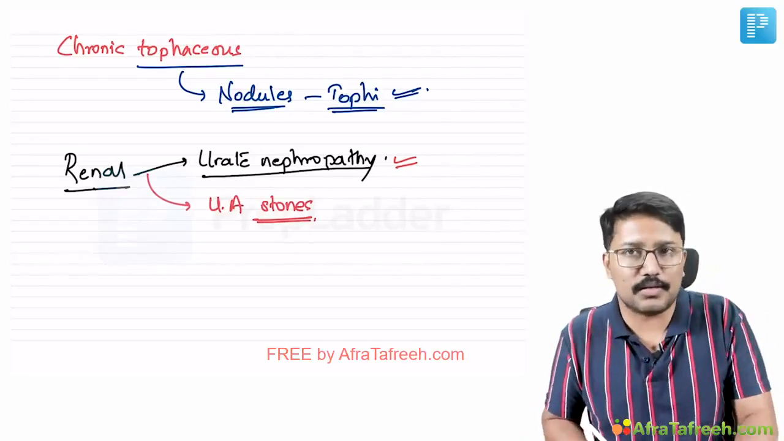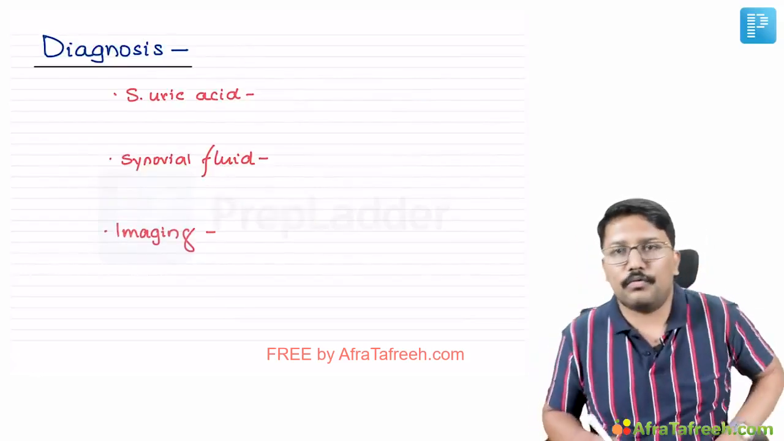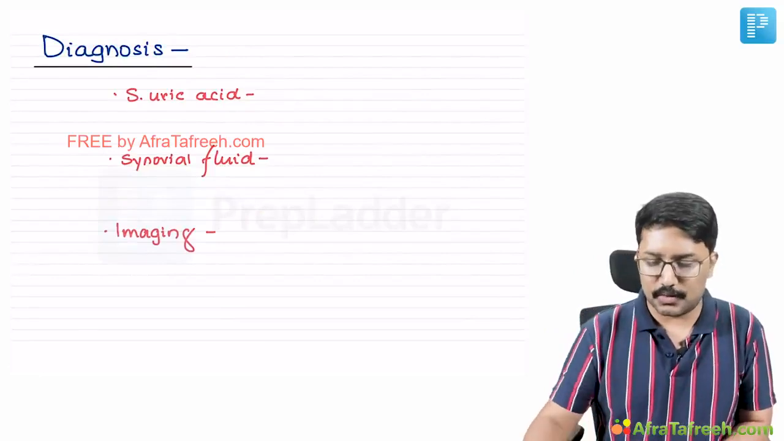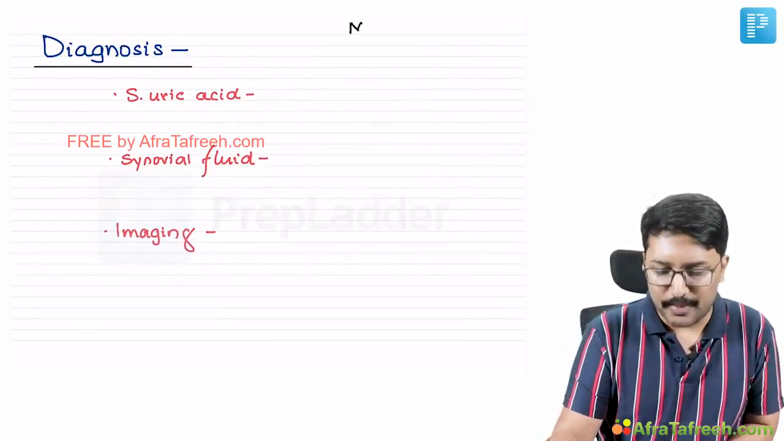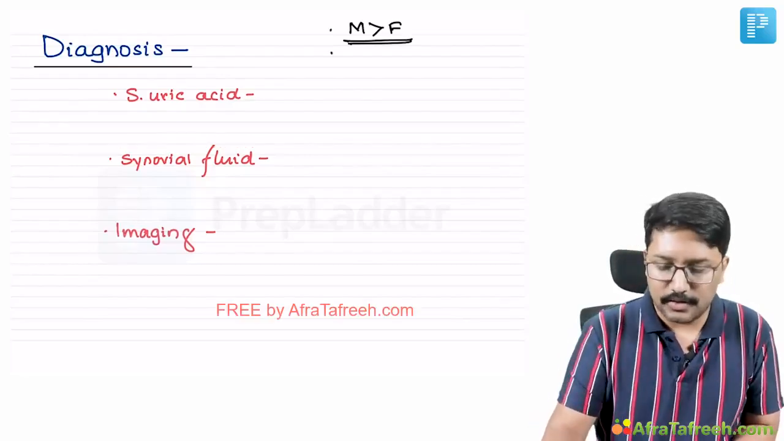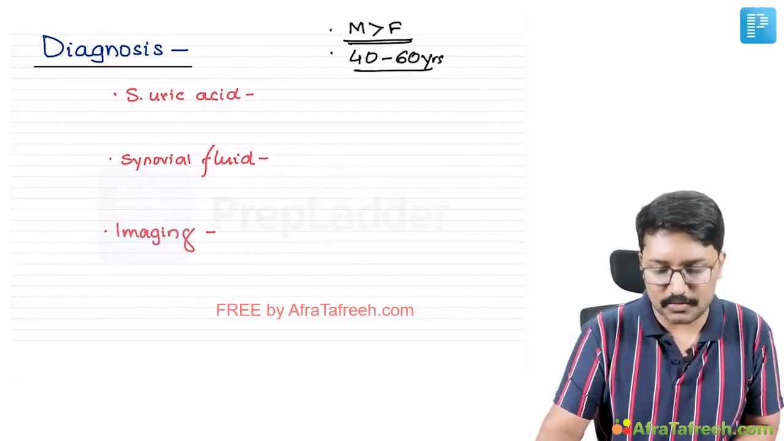Now, having understood this, let us talk about the diagnosis of gout. For the diagnosis, the first thing we have to understand is basic epidemiology. We have already understood the presentation. We should know that males are more frequently affected than females, and the usual age of presentation of gout is 40 plus. So 40 to 60 years is the usual age of presentation of patients with gout.